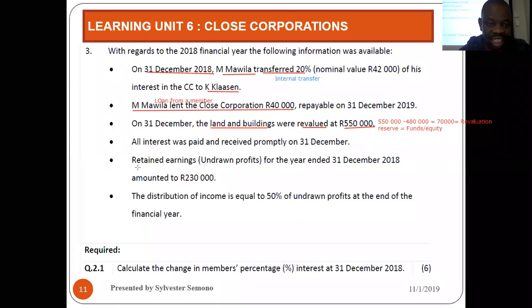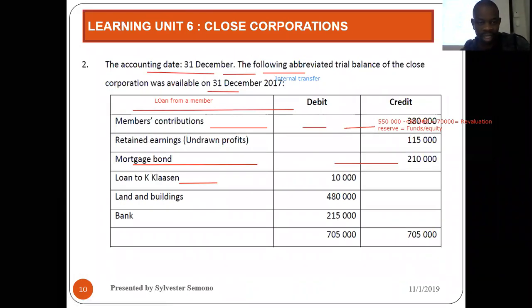Now, let's check the other thing. They say the retained earnings, remember it's the same as undrawn. They said for which year? Year ended. They say it was how much? 230. If you remember very well, from the beginning of this question they did mention, let me go back a bit so that I can show you. Here, there's a retained earnings. Can you see this retained?